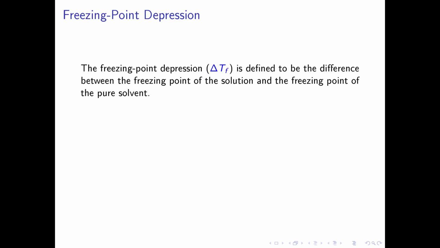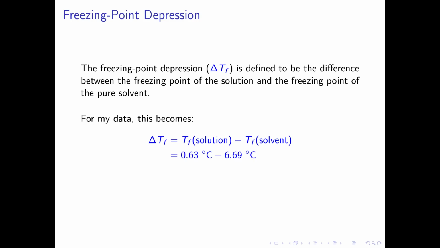Now we can calculate the freezing point depression, or delta T_F, which is defined to be the difference between the freezing point of the solution and the freezing point of the pure solvent. For my data, this becomes delta T_F is equal to the freezing point of the solution minus the freezing point of the solvent, which is 0.63 degrees Celsius minus 6.69 degrees Celsius, for a freezing point depression of negative 6.06 degrees Celsius.